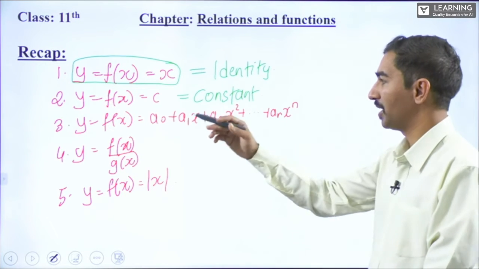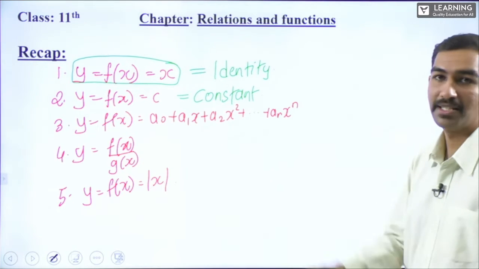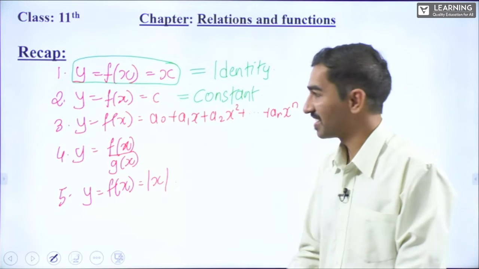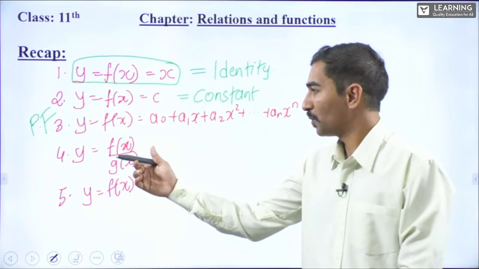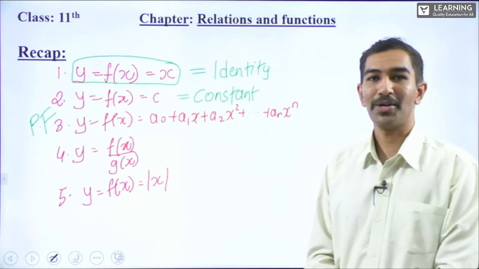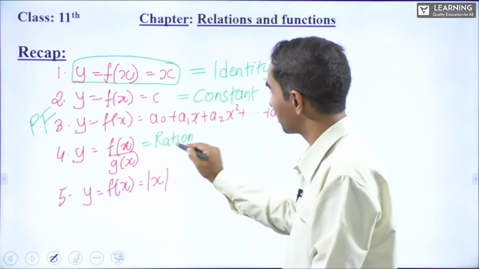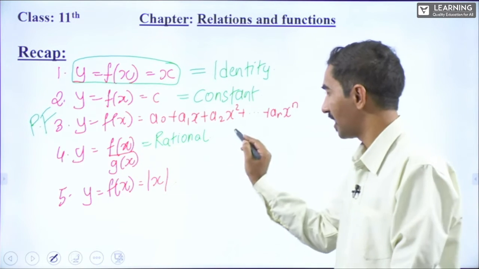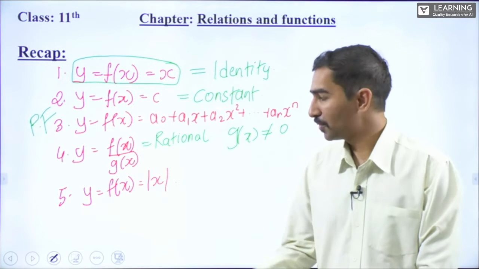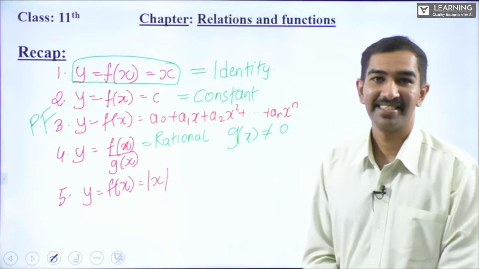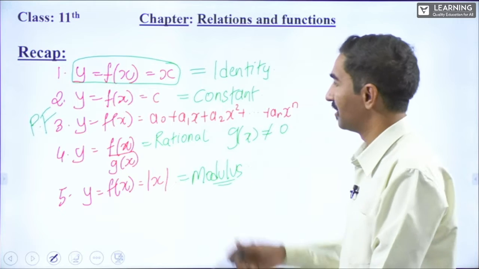Constant function. Y is equal to f of x is equal to a naught plus a1x plus a2x square until an xn, where n is a positive integer. What is this function called? That is correct, it is called a polynomial function. Y is equal to f of x by g of x is called what? That is right, a rational function, where f of x and g of x both are polynomial functions and g of x is not equal to 0. Correct? Y is equal to f of x is equal to mod x is called what, students? Yeah, that is right, a modulus function.